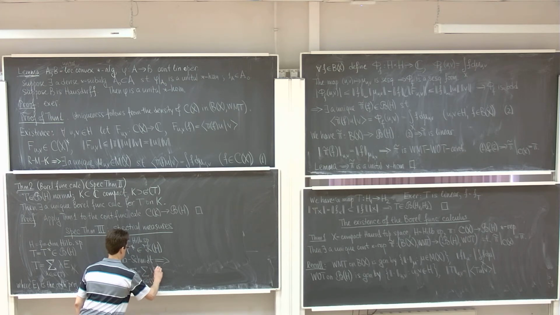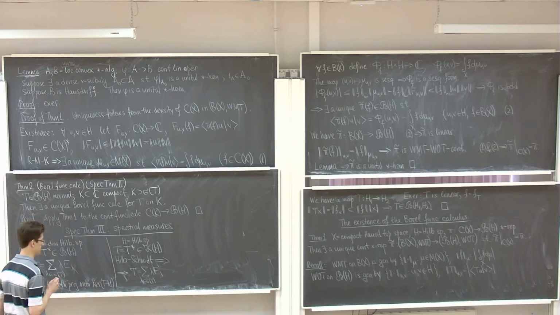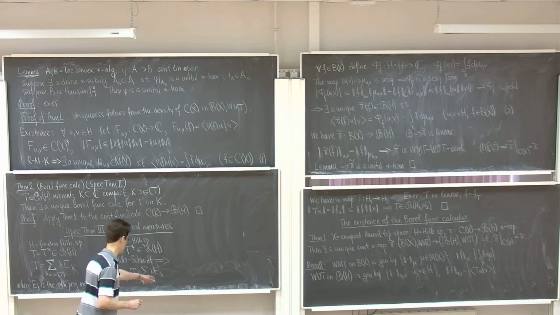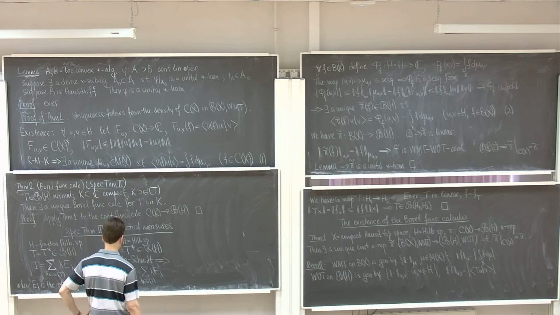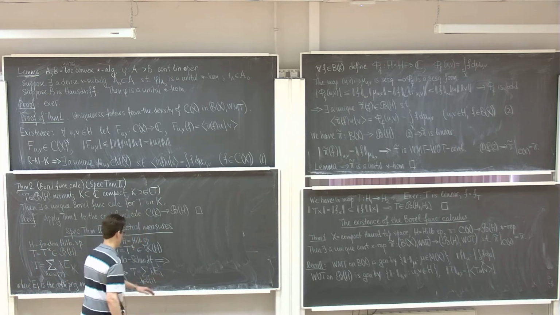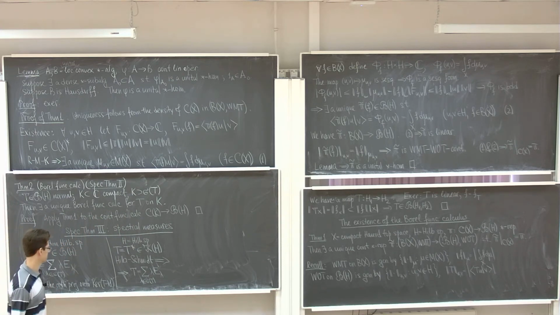And we have the following sum, in the sense that this series converges to T with respect to the operator norm. So the lambdas are the same as here, and the E's are the orthogonal projections on the respective eigenspaces.